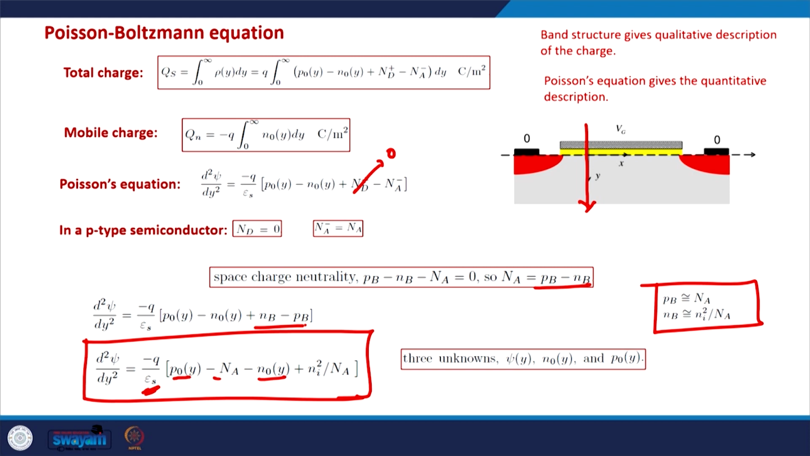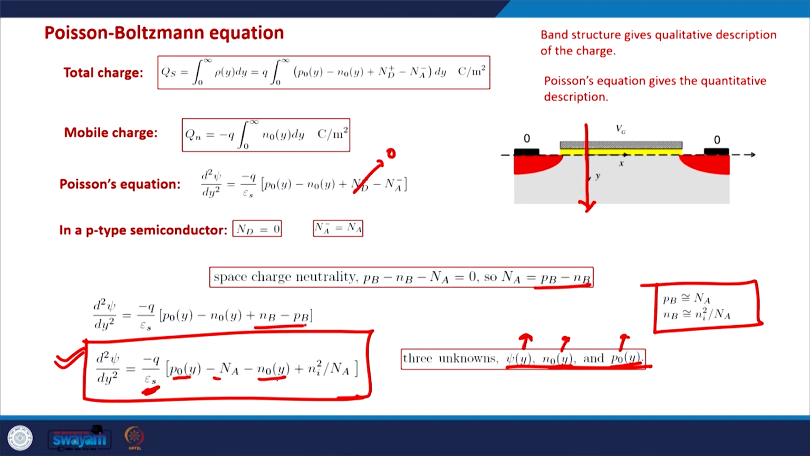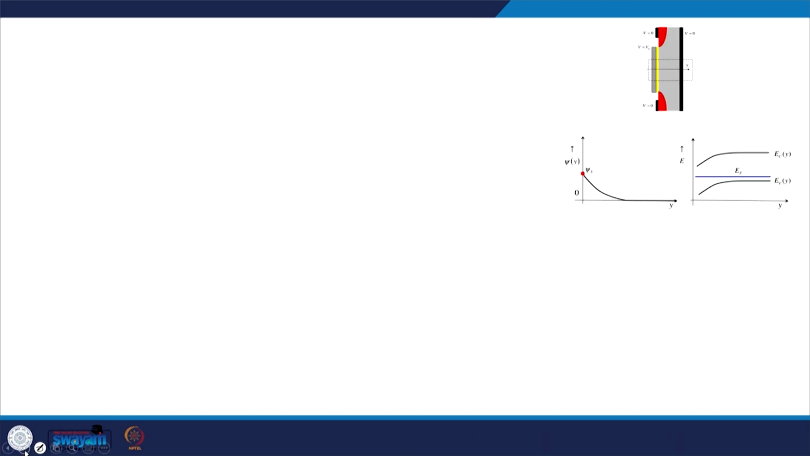Now if you see this equation, we have three unknowns essentially. We have this psi y, which is unknown, which means if we apply a certain gate voltage, we need to find out what is the psi y. Also P naught y and N naught y are unknowns, because we do not know what these values are. On application of the gate voltage, there might be accumulation of holes, there might be depletion of holes, there might be an inversion layer. So these quantities are also unknown. So there are three unknowns in this equation. One equation, three unknowns cannot be solved. So we need two more equations, and that's what we dig out.